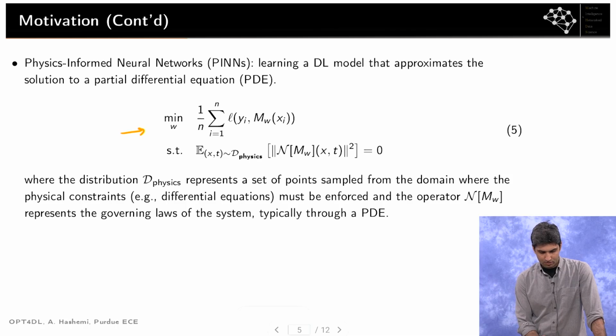Again, here this D physics, you can think of it as some distribution or a set of data points that are sampled from our domain, where we want to make sure that the physical constraints, for instance the differential equations, are enforced. This notation here is called the differential operator, and that is a quantity that represents the governing laws of the system. For instance, this could represent a partial differential equation. So by this, we are saying that we want to learn a model that fits the training data well, and also is a solution to a differential equation, such that the physical law is obeyed. And we're going to capture that by introducing this constraint into our learning problem.